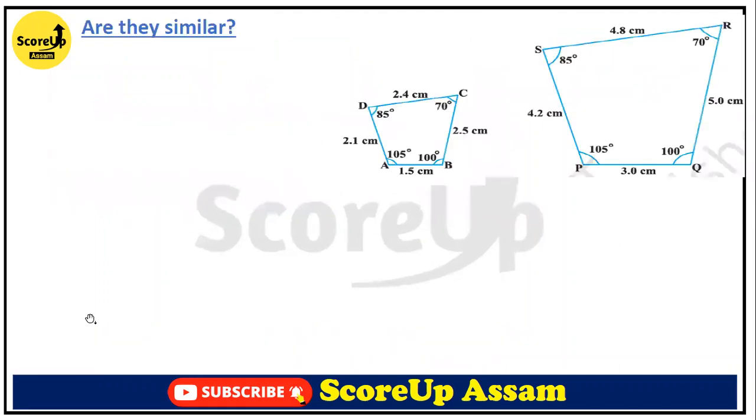Our next topic is, now check, are these two figures similar? See here the corresponding angle 85. Here is also 85. Here it is 70, here it is 70. Here it is 105, here it is 105, here it is 100, and here it is also 100. That means corresponding angles are equal. Now check the ratio of the corresponding sides.